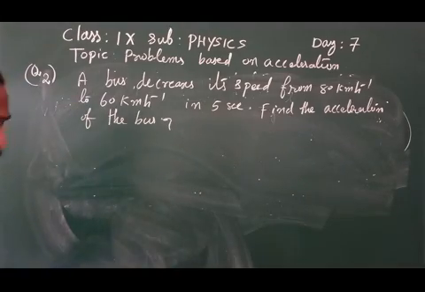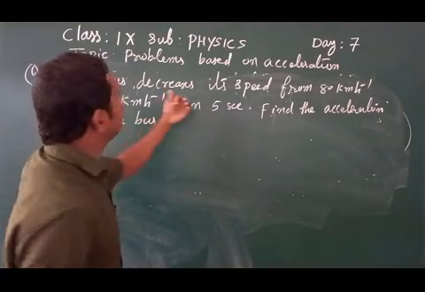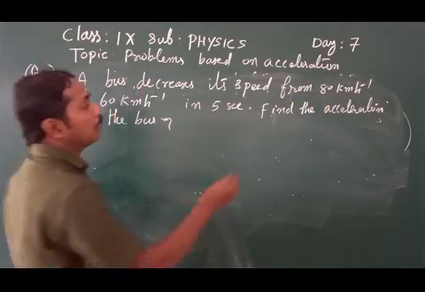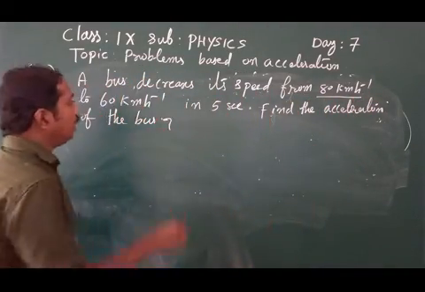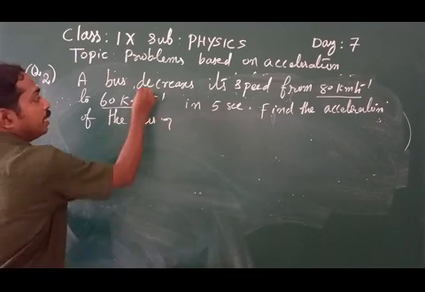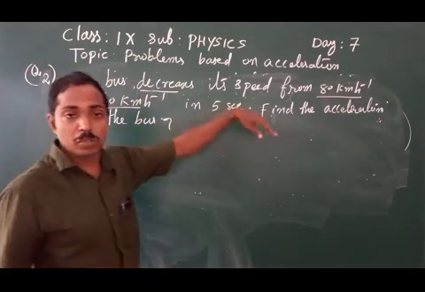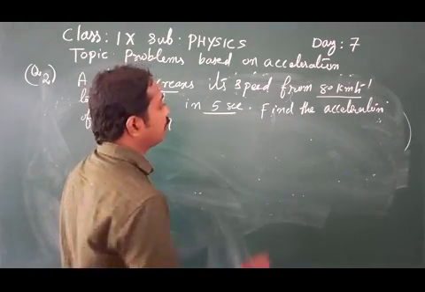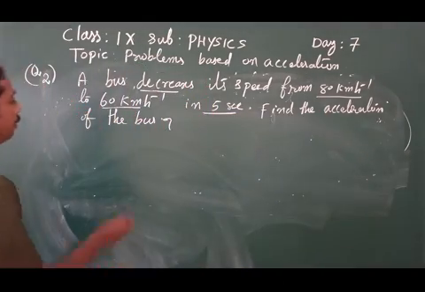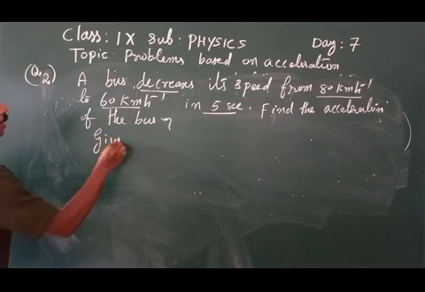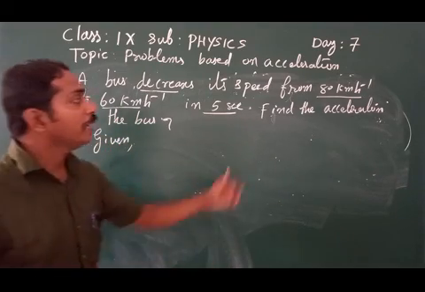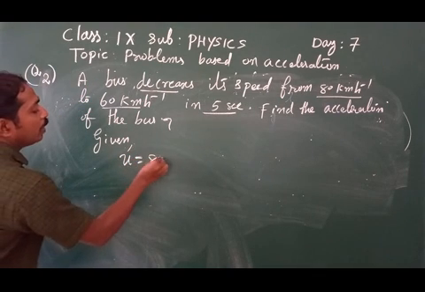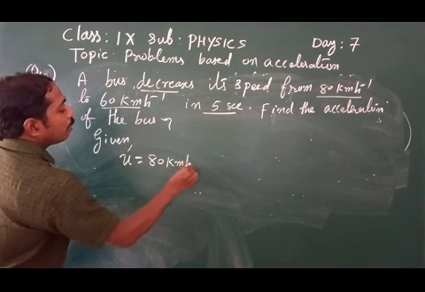Here also, like the previous problem, a bus decreases its speed from 80 km per hour to 60 km per hour. This is initial velocity. This is final velocity. Importantly, speed decreases only. Then it takes a time interval of 5 seconds. Find the acceleration. Like every problem, starting from given. What is given? Initial velocity 80 km per hour. U equal to 80 km per hour.